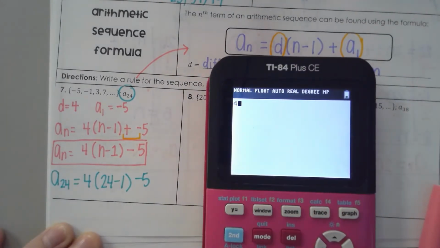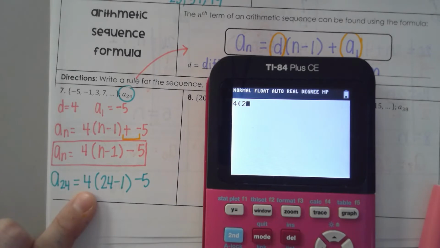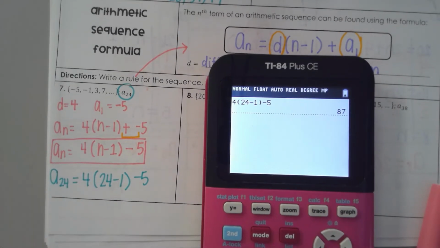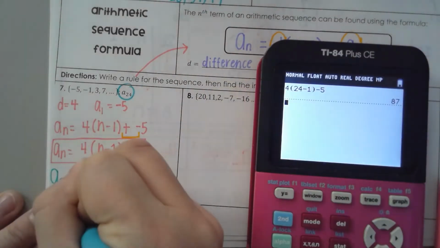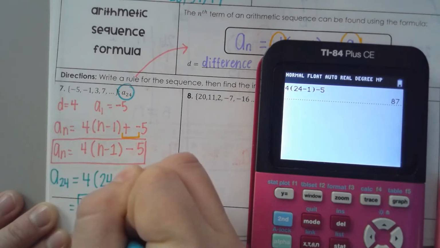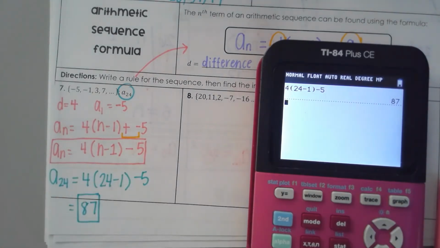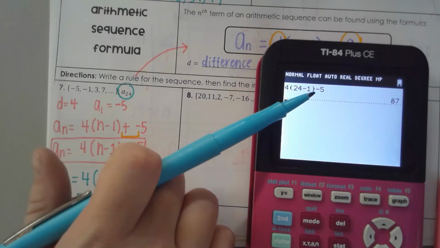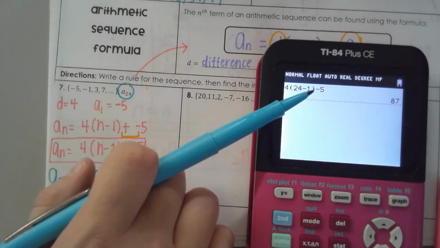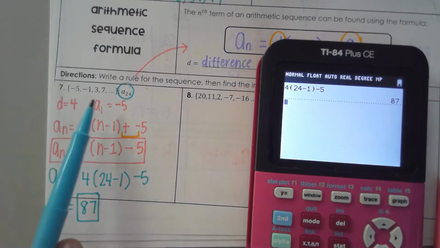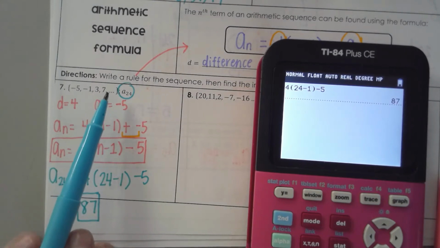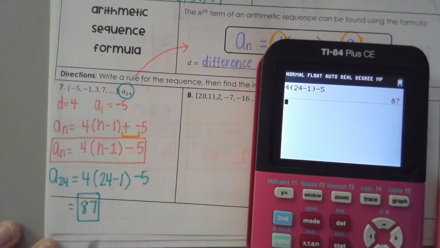Do we put the A? No, you just start with the 4. And you get 87. Make sure you put minus 5 and not a negative 5 there. So if I kept this pattern going, the 24th number would be an 87.